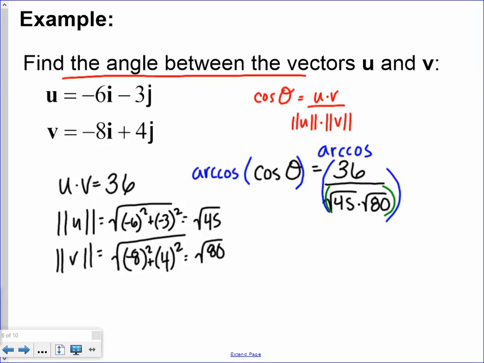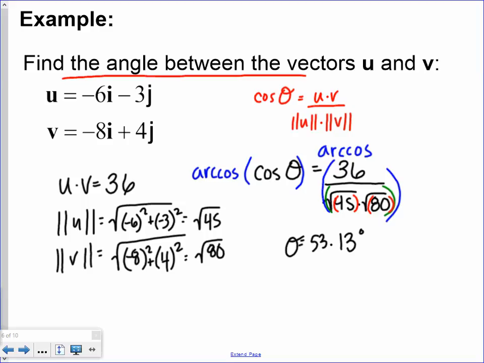Also note that when I'm working in my calculator, I don't have the math print that lets me put stuff underneath my radicals. So when my radical opens this parenthesis for 45, I've got to close it before I multiply by the square root of 80. So you might have to watch your parentheses there as well. But when I type that all into my calculator, I come up with a theta of 53.13 degrees.